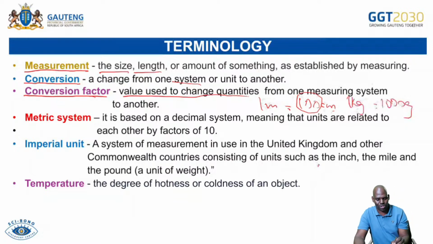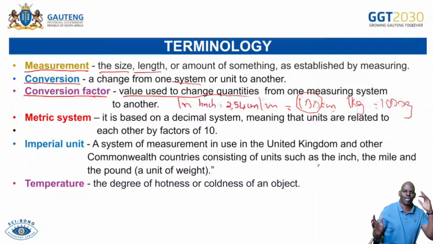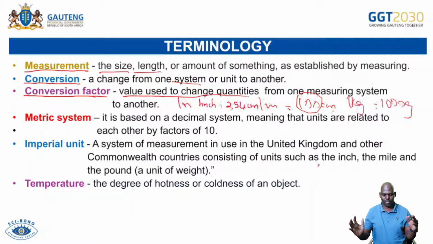It is just the same as 1 inch. If you are given 1 inch equals 2,54 centimeters, it means if I have to convert between inches and centimeters, it simply means 2,54 is my conversion factor.